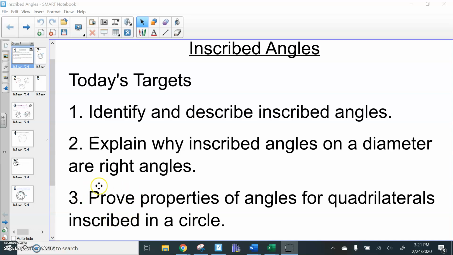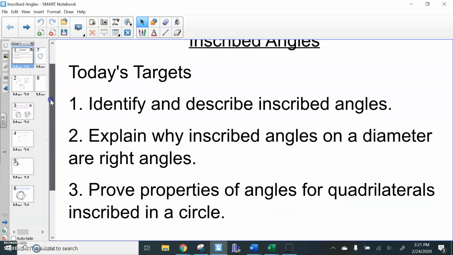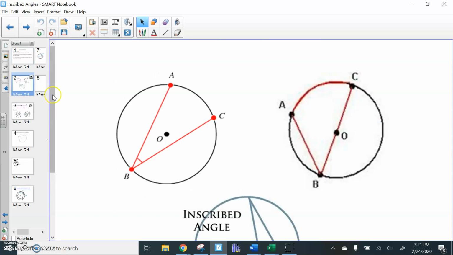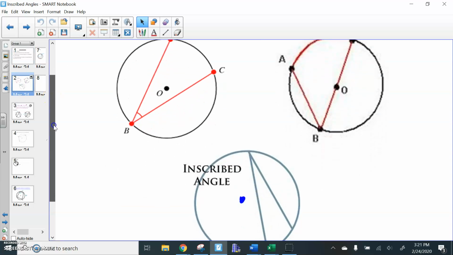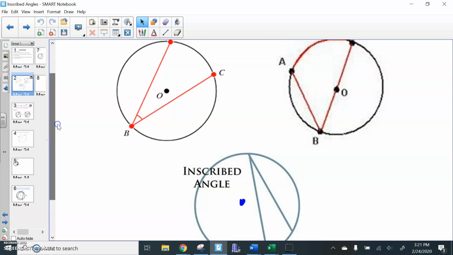We're not doing formal 2-column proofs. We're just using what we know about inscribed angles to apply to properties of quadrilaterals inscribed in a circle. So let's first talk about what an inscribed angle is. What does that look like? So here are 3 examples of what inscribed angles look like.